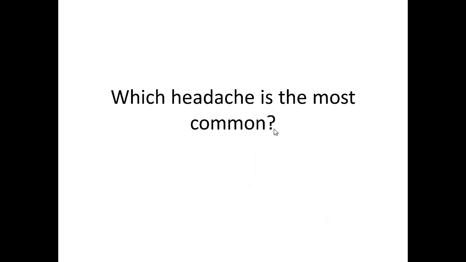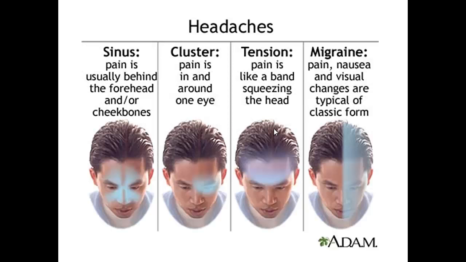So which headache is the most common? Can you guess? Well, it's the tension headache, accounting for 40% of all office visits. Now let's look at these various headaches. Sinus headaches, people often get those. They're congested and they have pain in this bluish area. Cluster headaches, their pain is usually around one eye. Tension headache is a band-like squeezing around the head.